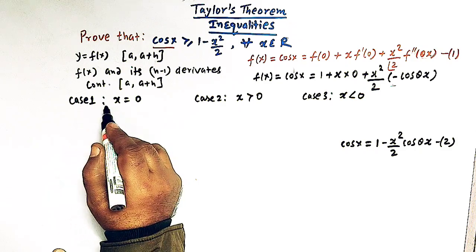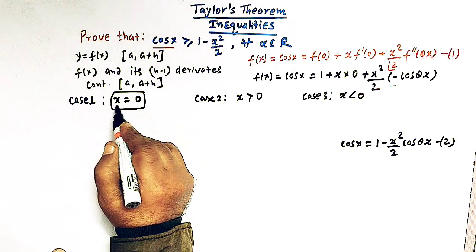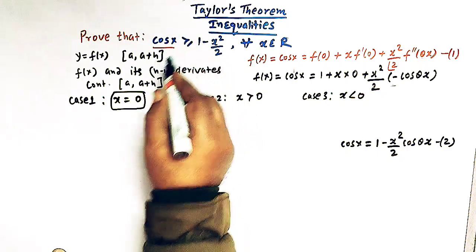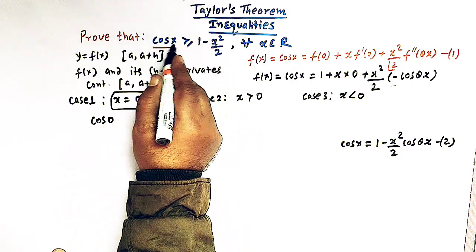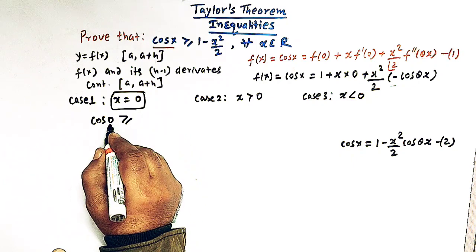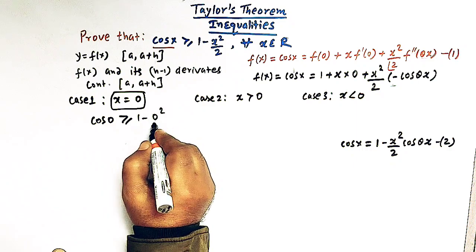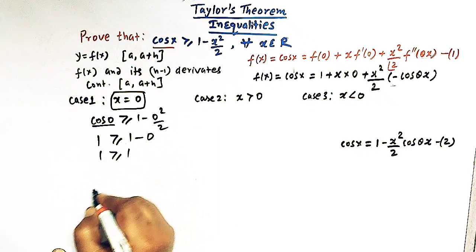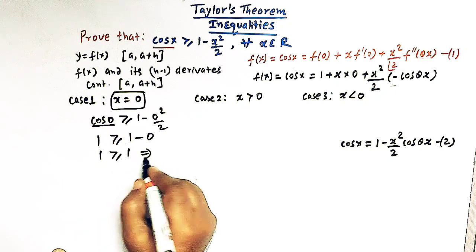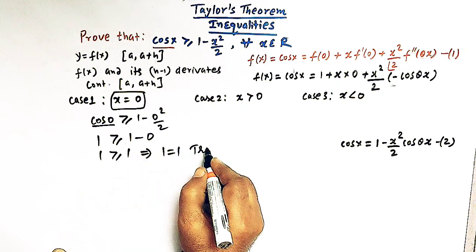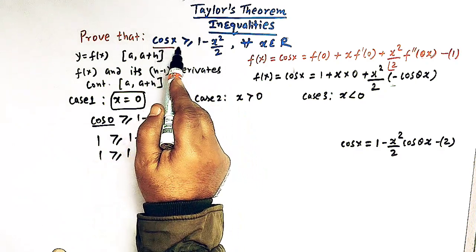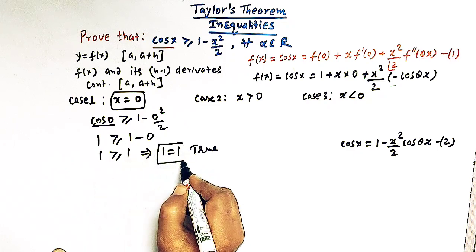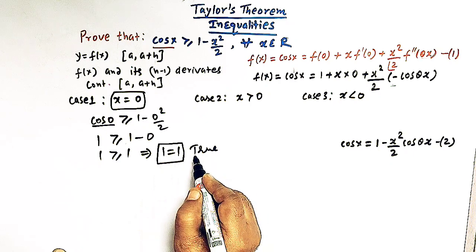So let us first consider case number 1 when x is equal to 0. So when we take x is equal to 0 in this inequality, let us see the validity of this inequality. Then we have cosine 0 is greater than or equal to 1 minus 0 square over 2, and cos 0 is 1, and here we have 1 minus 0, that is 1 greater than or equal to 1. And this inequality suggests that 1 is equal to 1. So this is true, that is for x is equal to 0, this inequality is valid, because we have 1 greater than or equal to 1, and here this equality, that is 1 is equal to 1, is true, right?